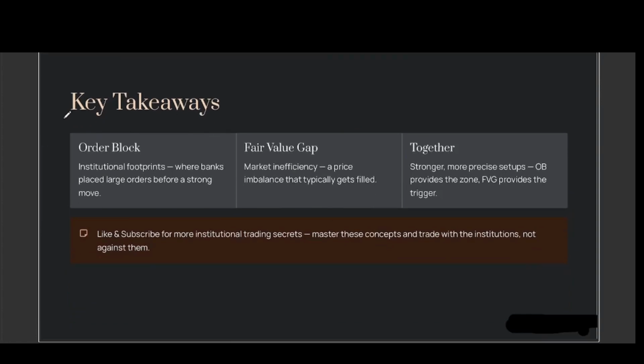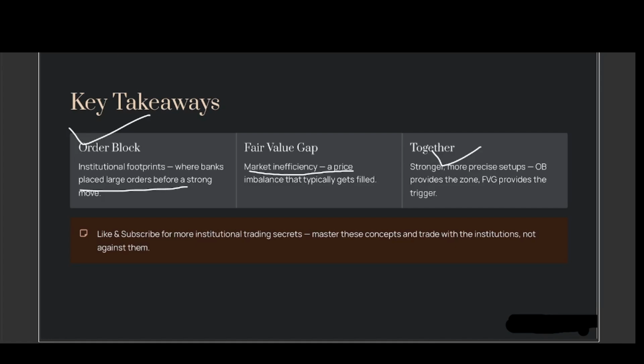Now, main takeaway. What is an order block? It is an institutional footprint where banks place large orders. Fair value gap is a market inefficiency, a price imbalance that typically gets filled. Together, they make a really good setup.